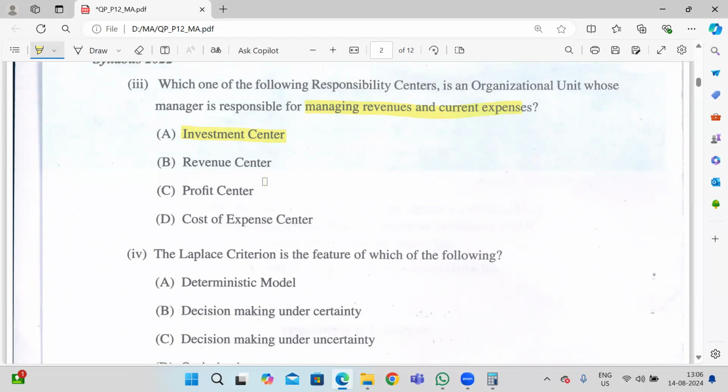Then the Laplace criterion is the feature of which of the following? So it should be decision making under uncertainty.